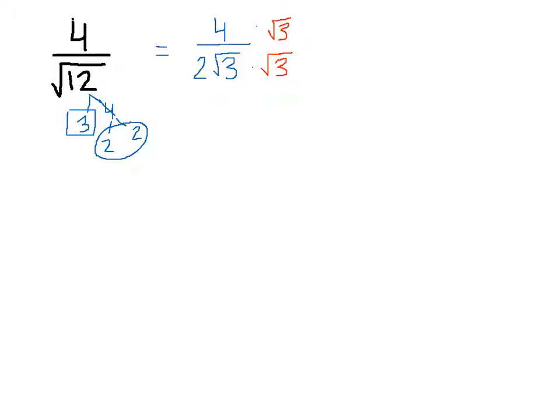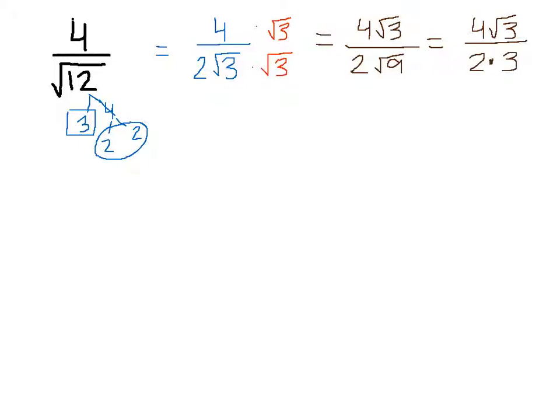Multiplying the top and bottom by square root 3 is going to give you 4 square root 3. Because one is a square root and one is just a number, you can't multiply them to get 12. It just can't happen, so you leave it like this. Then you end up with, on the bottom, 2 square root 9. The top stays the same. 2 square root 9 is the same thing as 2 times 3 because the square root of 9 is 3.